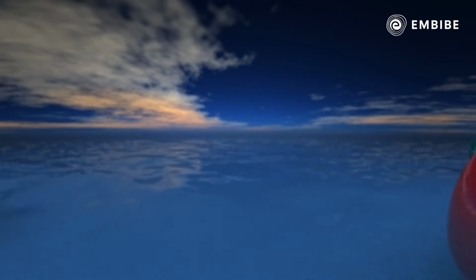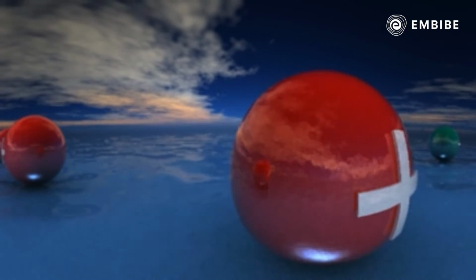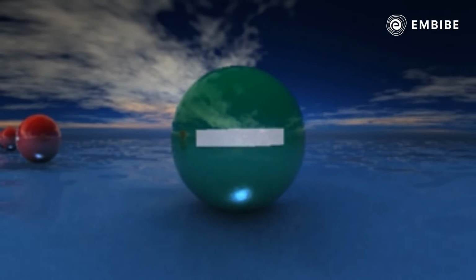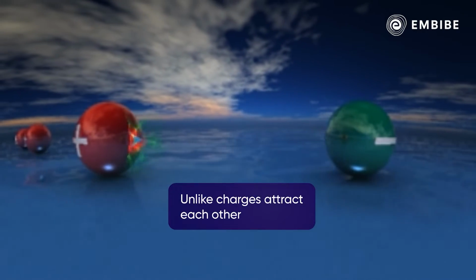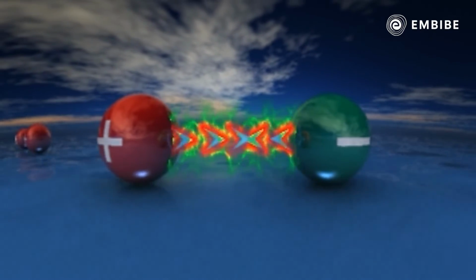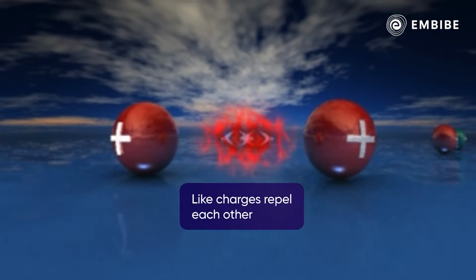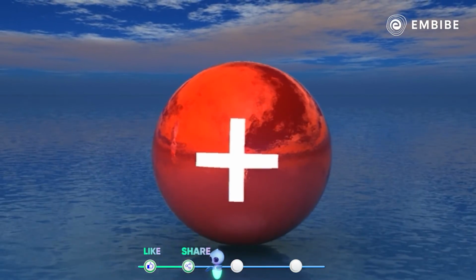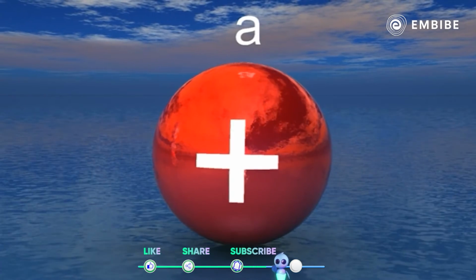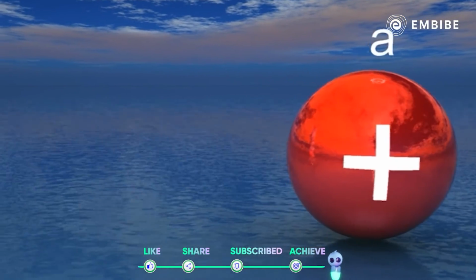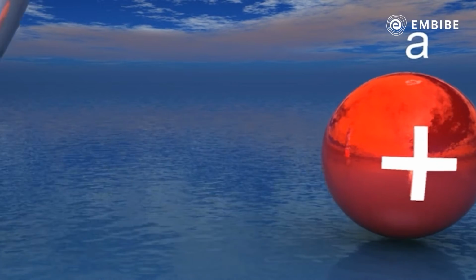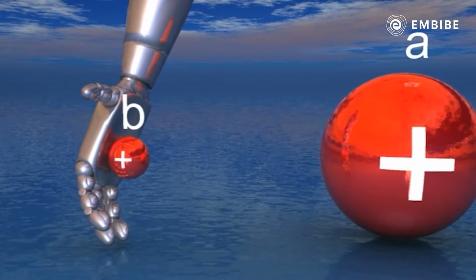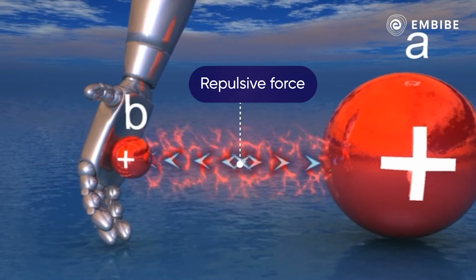Similar is the case with electric charges. Electric charges may be positive or negative. We know that unlike charges attract each other, whereas like charges repel each other. Consider that a positive charge A is fixed at some point in space. If we bring another positive charge B near it, then the charge B experiences a repulsive force due to charge A.